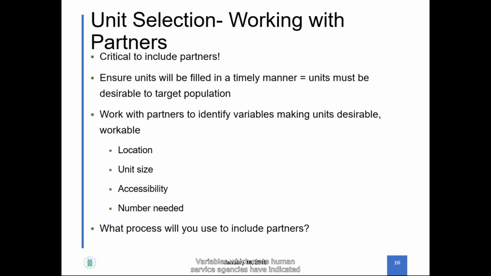Variables which state human service agencies have indicated are important to consider include location, unit sizes, accessibility features, and access to public transportation. So you definitely want to consider those elements and have conversations with your state health and human service partner agencies to discuss those. So if you're just now as a state starting to identify multifamily properties, determine what process you're going to use to include your partner agency's feedback in unit selection.